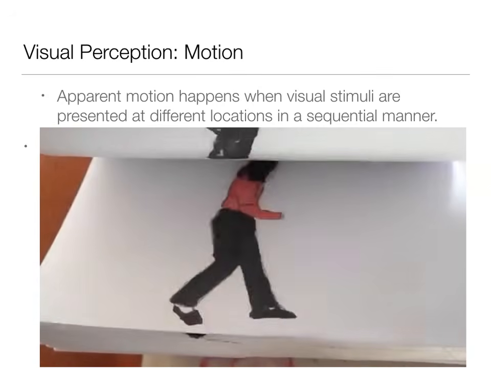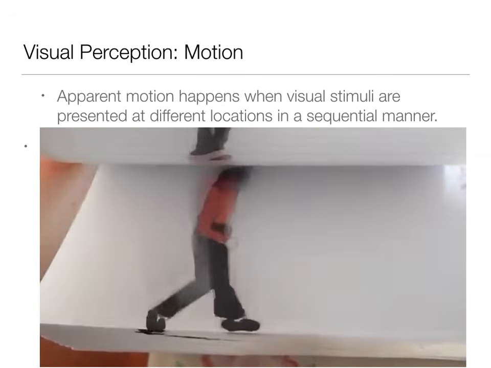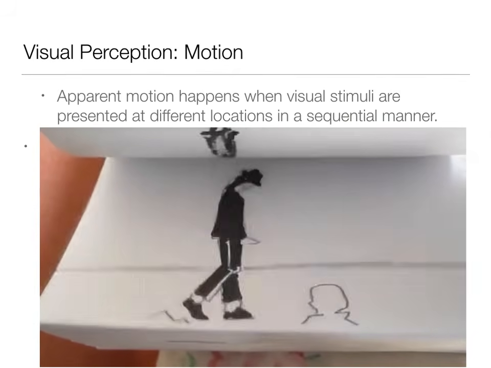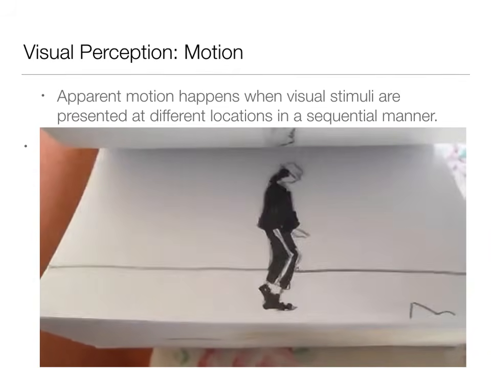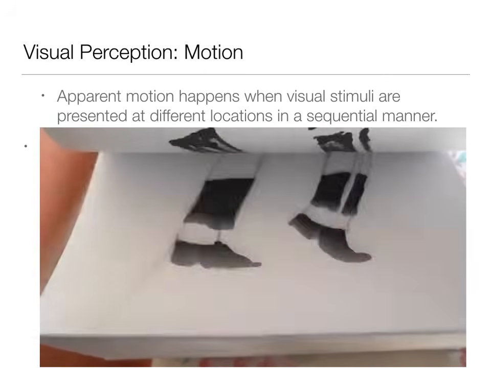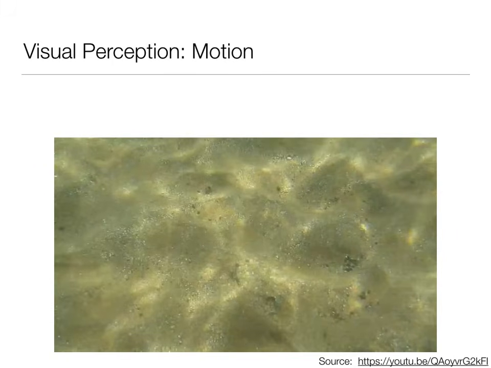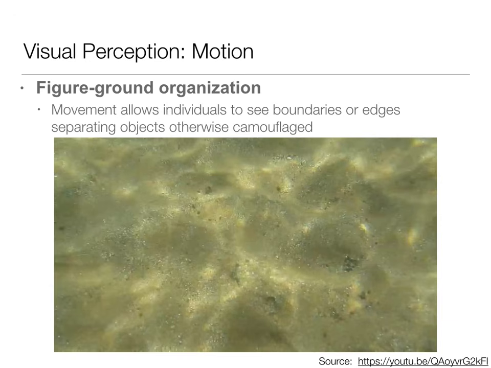So again, apparent motion is really these visual stimuli being presented at different locations, but in a sequential manner, which gives us this perception of motion, even though there isn't necessarily motion there. Another thing that we can use motion for is figure to ground organization. So again, figuring out the figure versus the background.